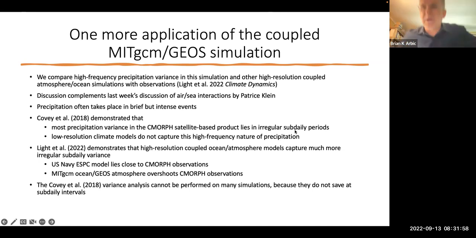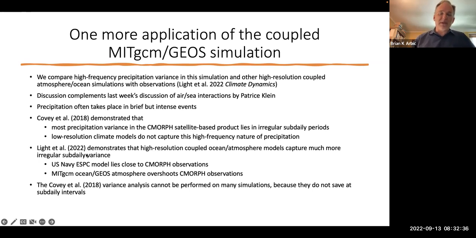So periods that are not 3 hours, 6 hours, 12 hours, which divide right into 24 hours, but fast periods that are not divisors of 24 hours. That's where most of the variance is. Actually, as they say, by far most of the variance lies in that. So most of the variance is in fast periods. And as you would expect, and as they show, low resolution climate models do not at all capture this high frequency nature of precipitation, not even close.